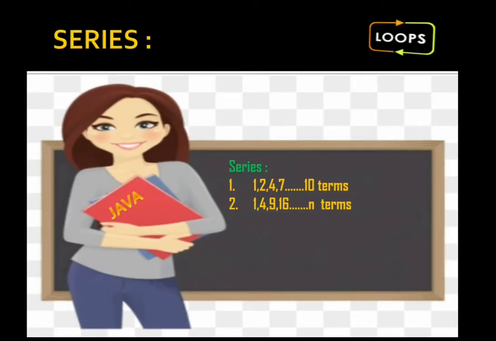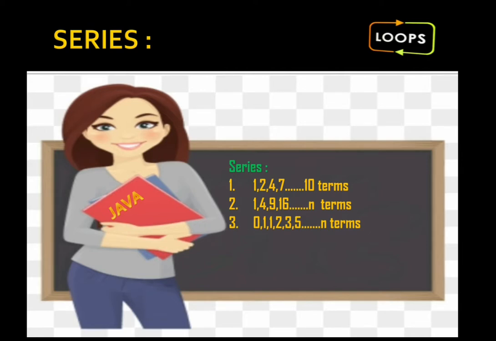This series indicates the power of 2. That is, 1 to the power 2 is 1, 2 to the power 2 is 4, 3 to the power 2 is 9, 4 to the power 2 is 16. In this way, this series moves further till n terms, meaning any number. Till 10 terms, till 40 terms, till 50 terms, the series works for any number of terms.